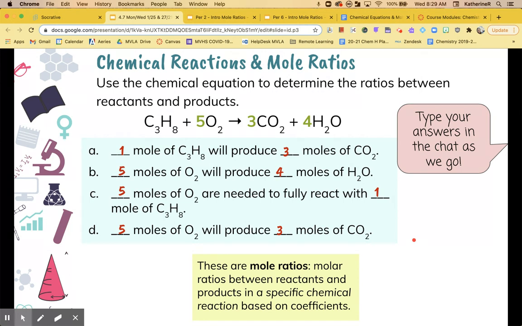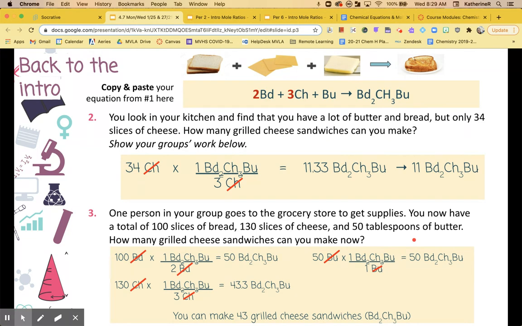That's not true of Avogadro's number, which is true for everything, and molar mass, which is just specific to that compound. The molar mass of H2O is always 18.02 grams per mole. It doesn't matter what water is reacting with, it's always going to be the same. But mole ratios are dependent on the chemical reaction you're looking at.